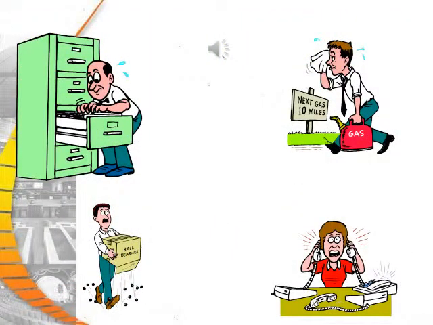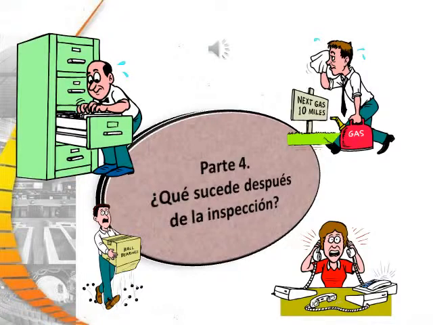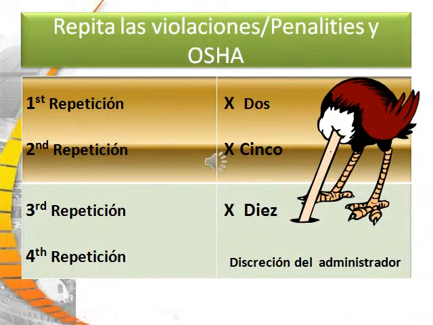Part 4. What happens after an OSHA inspection? Here we can see repeat violations and penalties are possible, with a fourth repeat violation at the discretion of the administrator as far as what that amount will be.